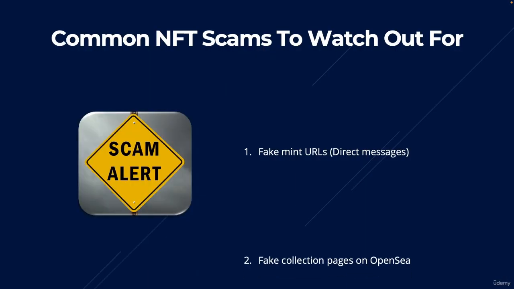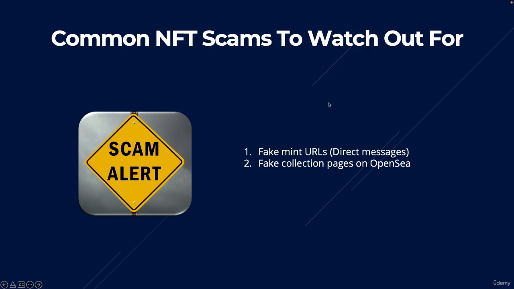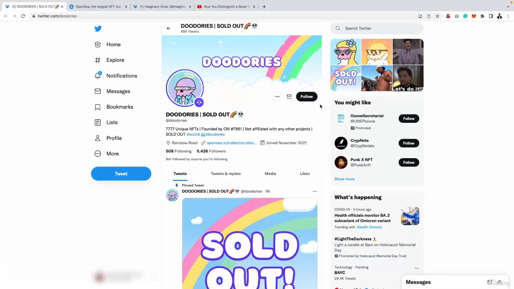The next most common scam that you need to be aware of is going to be fake collection pages on OpenSea. Now, I don't know why OpenSea have not fixed this by now. There's so many fake collection pages, and what can happen is if you're not paying attention, you can end up buying NFTs in a fake collection. Let me go ahead and give you a live example.